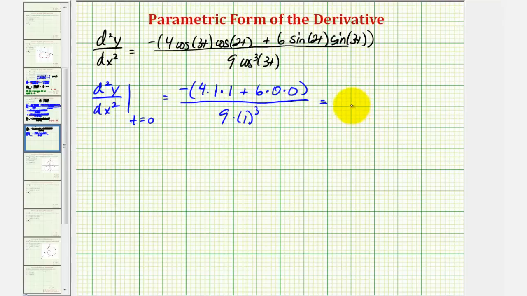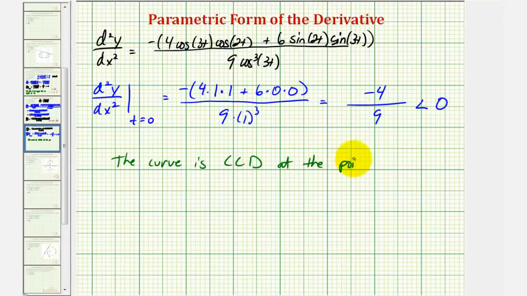Now if we simplify this, notice how we have negative 4 over 9. So notice how the second derivative is negative, or less than 0, at t equals 0, which means the curve is concave down at the point when t equals 0. Remember, t equals 0 corresponds to the point 0,4. So we can say the curve is concave down at the point 0,4, or when t equals 0.